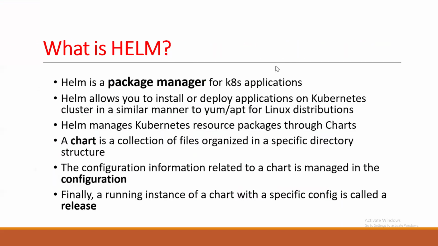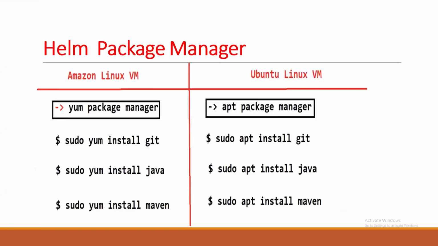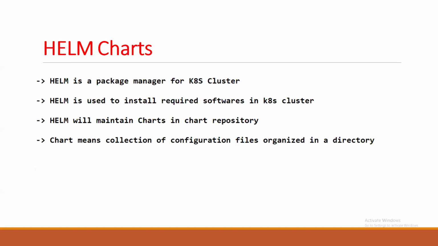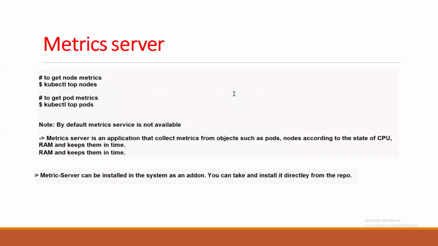So Helm charts. Helm is a package manager. It is a collection of Helm. How you can install the package in the Kubernetes cluster by using Helm, guys, right? So Helm is a package manager for the Kubernetes cluster. Helm is used to install the required software in a Kubernetes cluster. Helm will maintain charts in the chart repository. Chart means a collection of configuration files organized in directories.